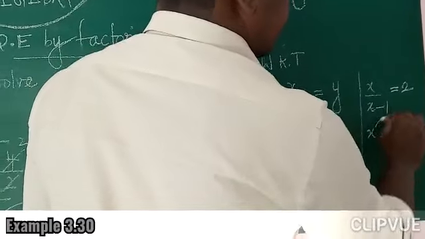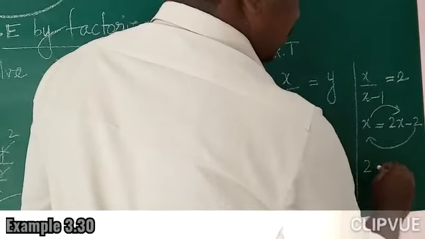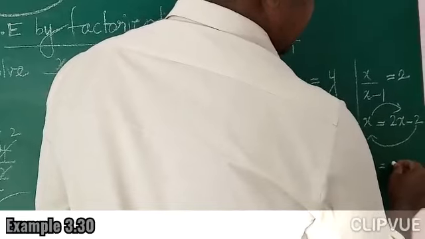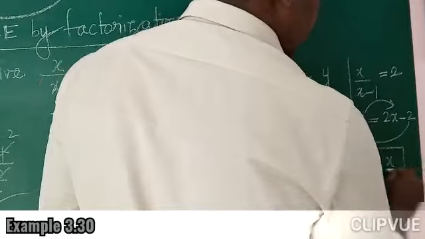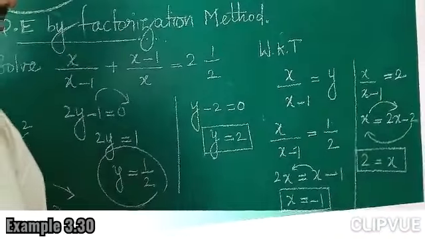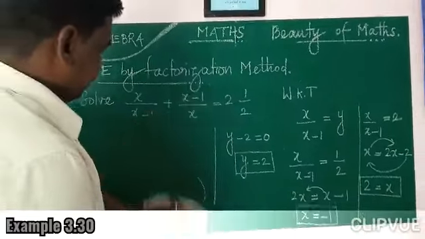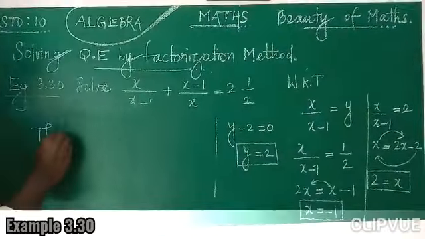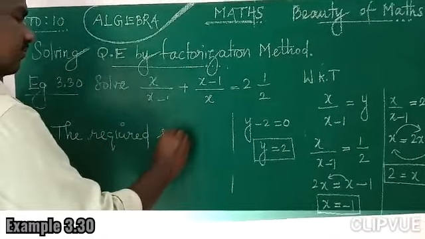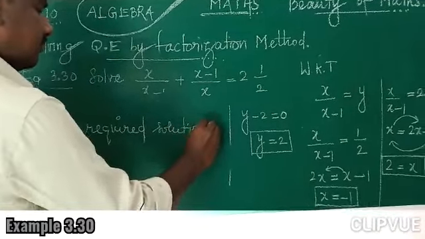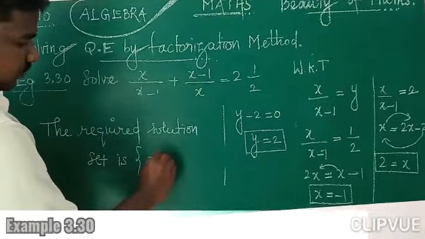So we can take this right hand side, this one left hand side. So this minus 2 becomes plus 2. 2x becomes minus x. 2x minus x is equal to x. So x is equal to 2. So the required solution is minus 1 and 2. So the required solution set is minus 1 and 2.